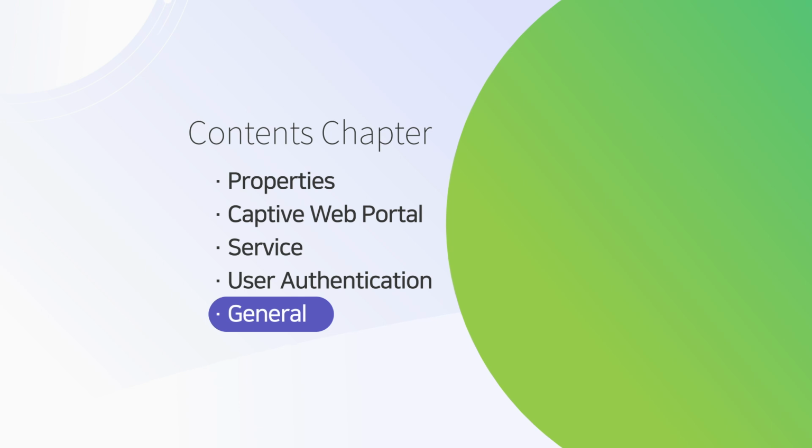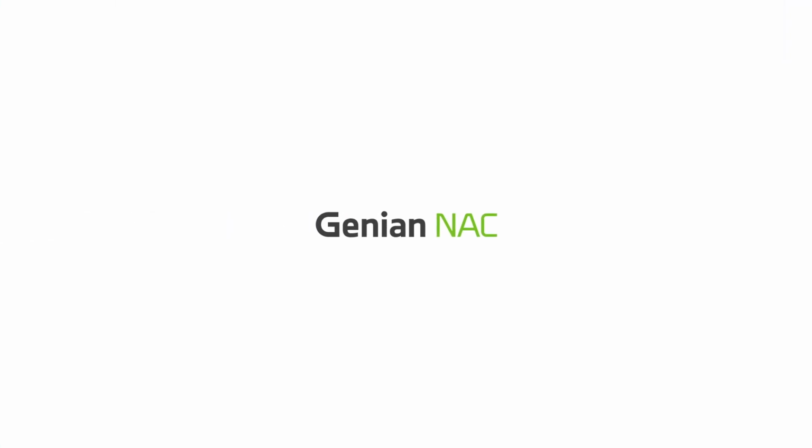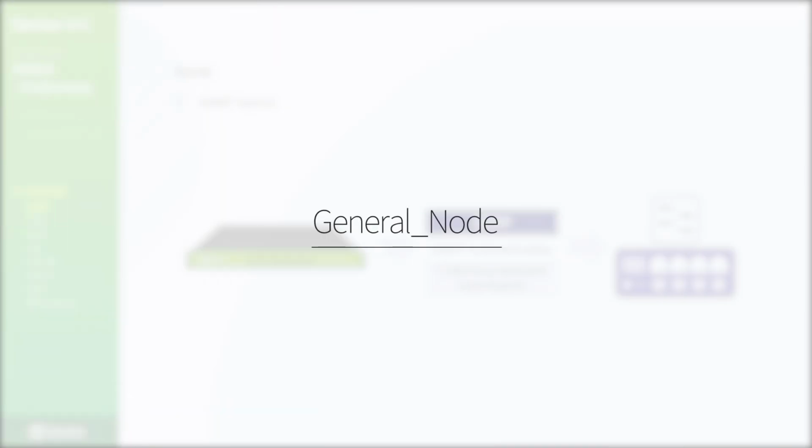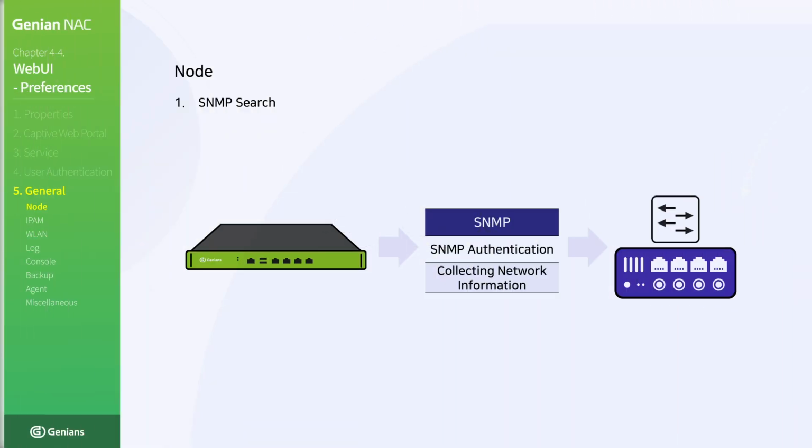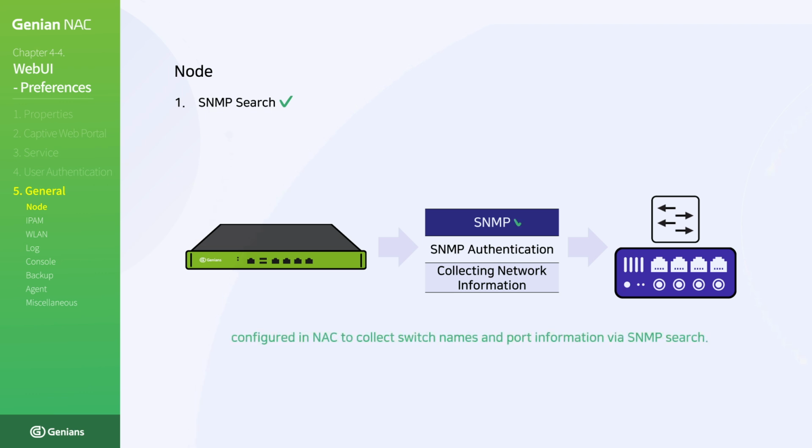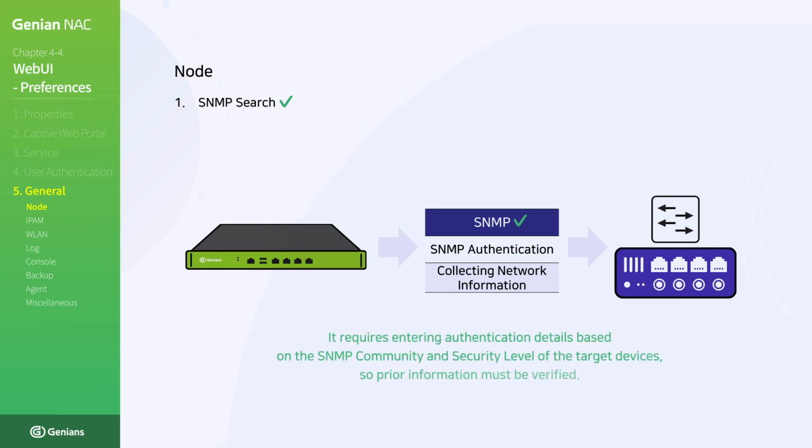Continuing from last time, I will teach you about general. The SNMP search option is configured in NAC to collect switch names and port information via SNMP search. It requires entering authentication details based on the SNMP community and security level of the target devices, so prior information must be verified.